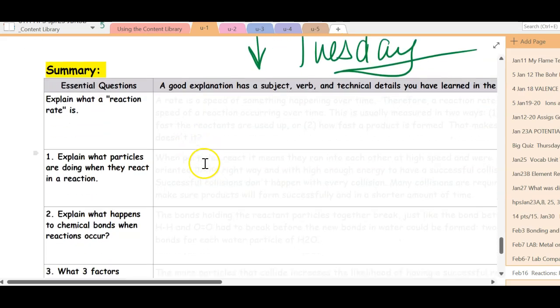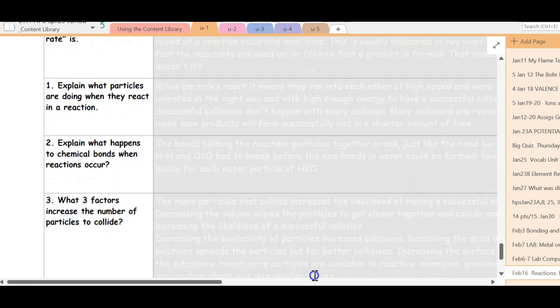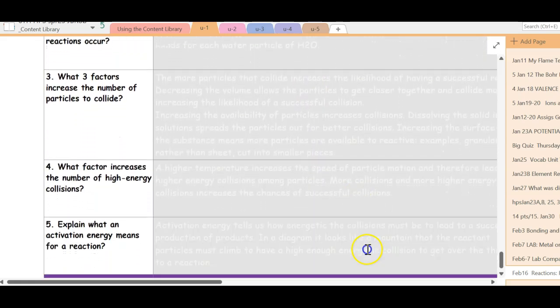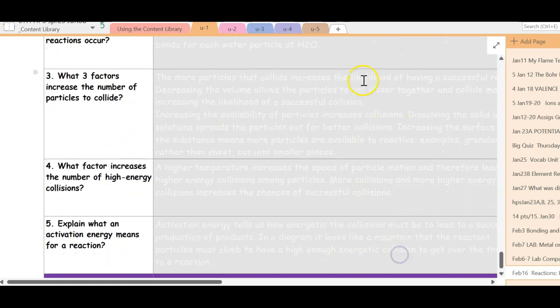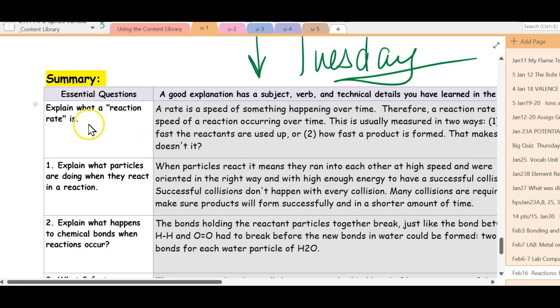All right, so then we had these to do. All right, so let's look. All right, so explain what a reaction rate is.